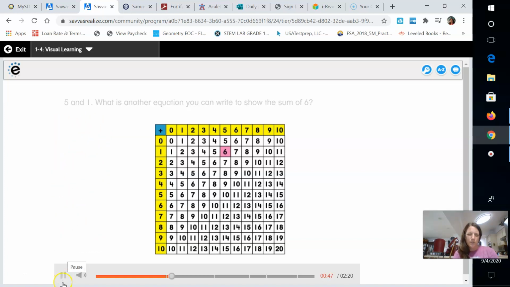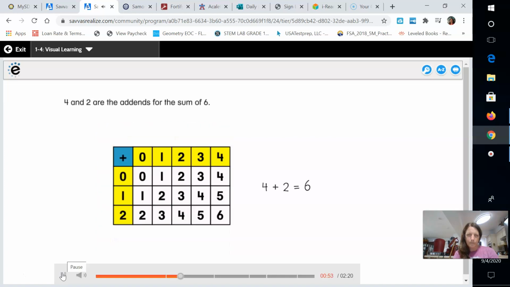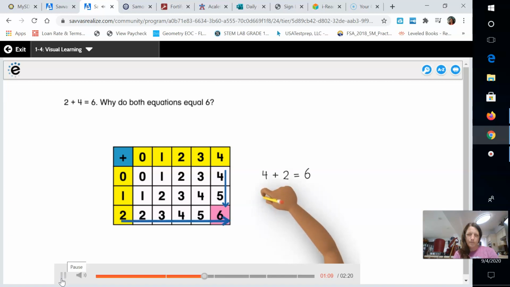So what else do we know that equals 6? 4 plus 2 equals 6. 4 and 2 are the addends for the sum of 6. What other equation can you write to show the sum of 6 in the third white row? 2 plus 4 equals 6.